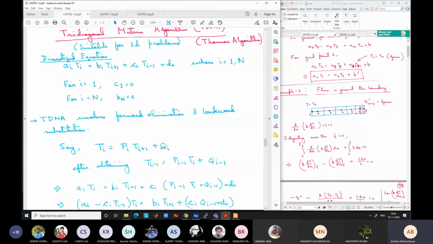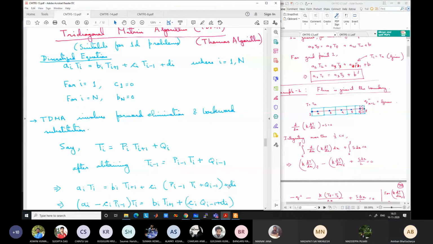So if we can write this for the i-1 grid point, Ti-1 equals Pi-1, the coefficient, times Ti, the next grid point, plus Qi-1. And say we have obtained these equations, meaning we already know the values of Pi-1 and Qi-1. We do not know how we obtained them, but after some calculation we have obtained this. Now our task is to find Pi and Qi for the next equation if we know Pi-1 and Qi-1.